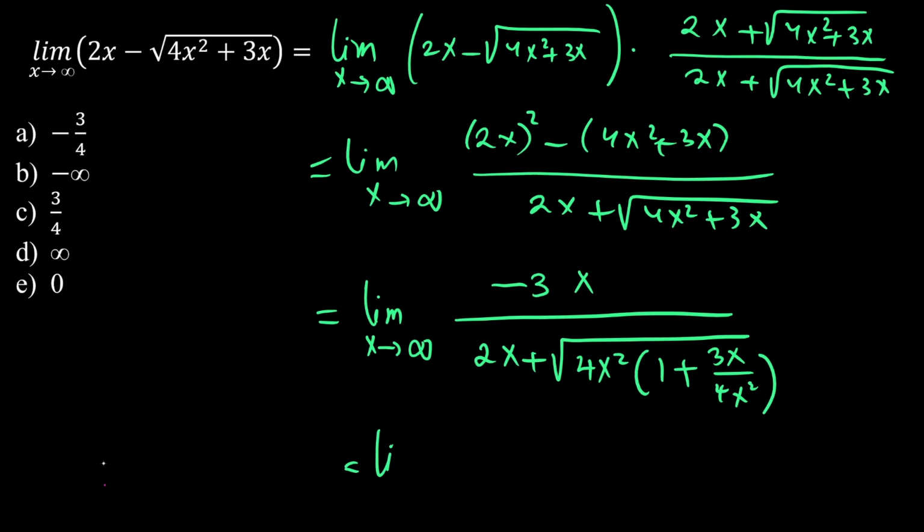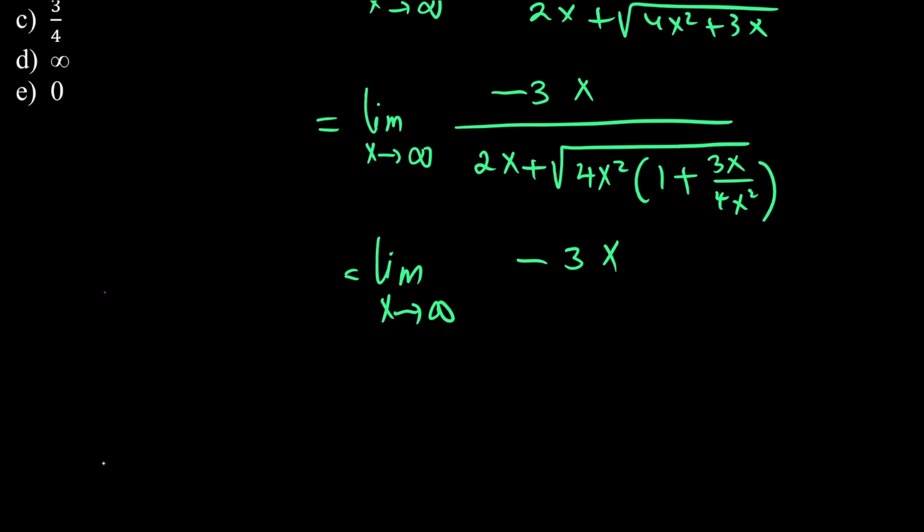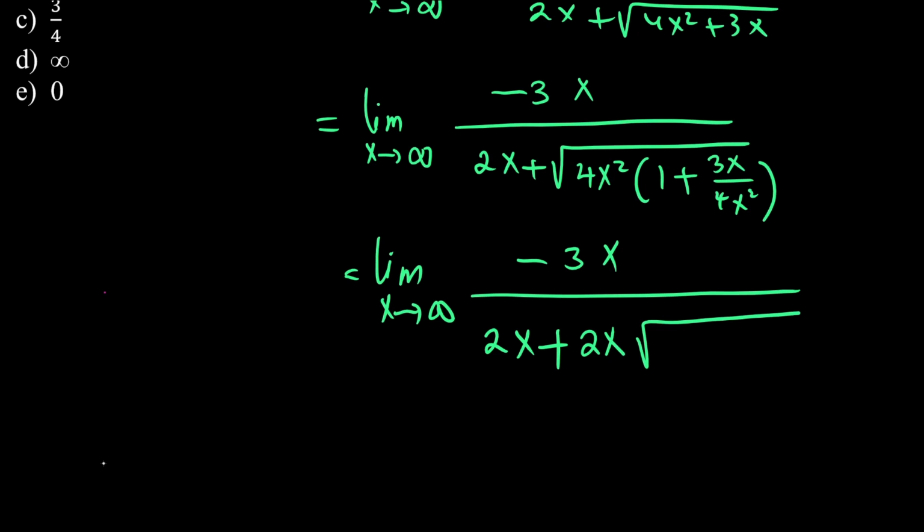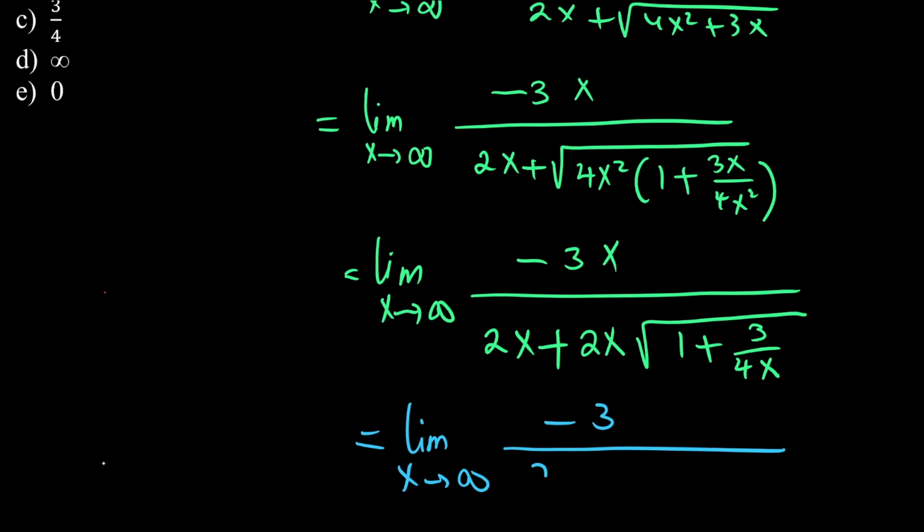So this is equal to the limit as x goes to infinity of minus 3x divided by 2x plus, now 4x squared will come out as the absolute value of 2x, but as x goes to infinity that is positive, so I do not need that. So this is again 2x, and that's the square root of 1 plus 3 divided by 4x. Now I can do some cancellation. So this is the limit as x goes to infinity of minus 3 divided by 2 plus 2 the square root of 1 plus 3 over 4x. Now as x goes to infinity, this is going to go to 0, so that's equal to minus 3 over 4.